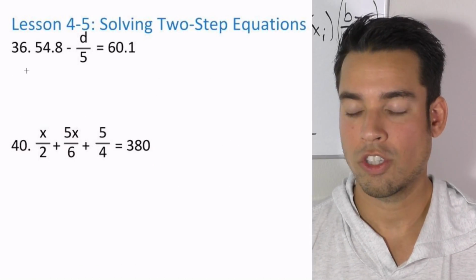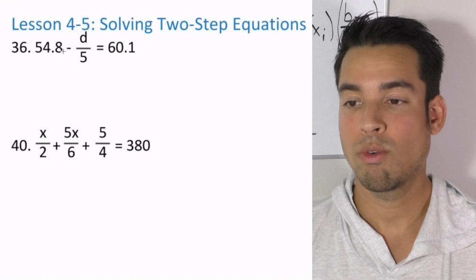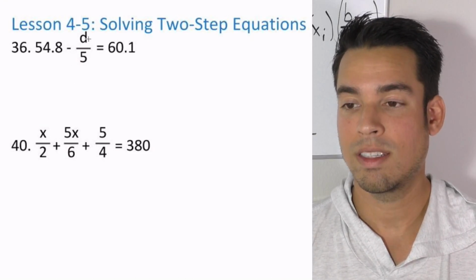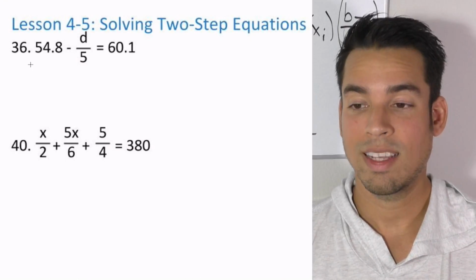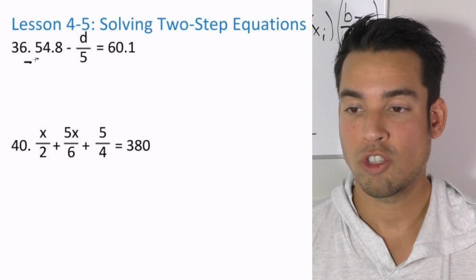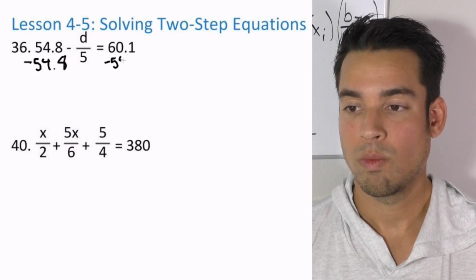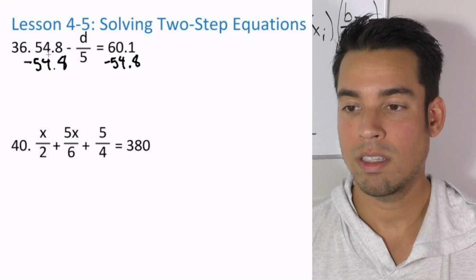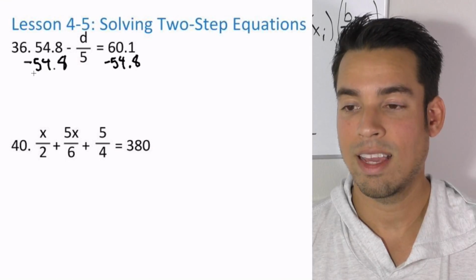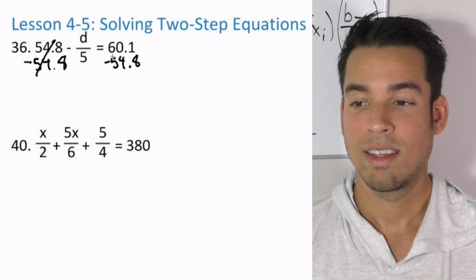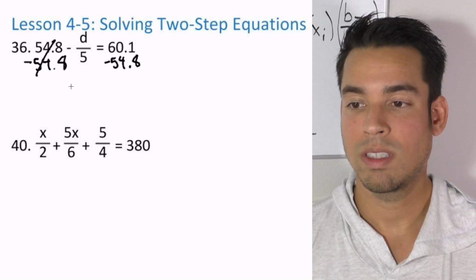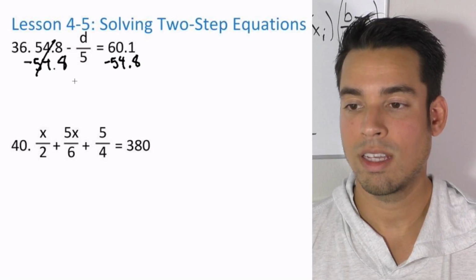Let's go to the last two questions. Now we got 54.8, we got some decimals, minus D divided by 5 equals 60.1. We're gonna start again, not by adding, but by subtracting 54.8. Again, we've got a positive 54.8, so we need a -1 to nullify it. What's 60.1 minus 54.8? And remember, this negative stays with the D.